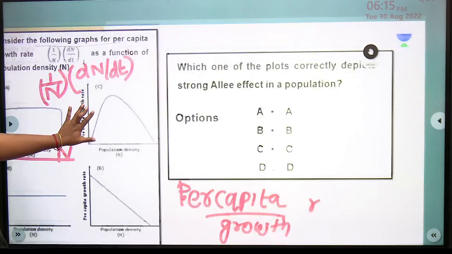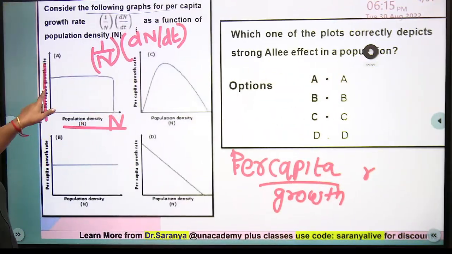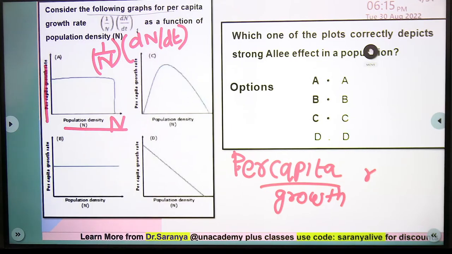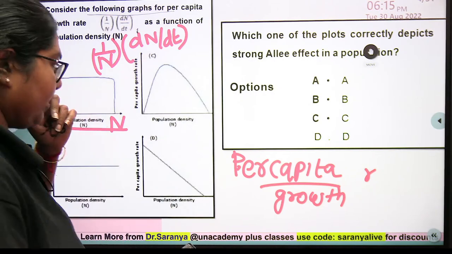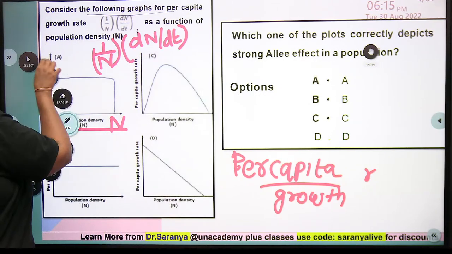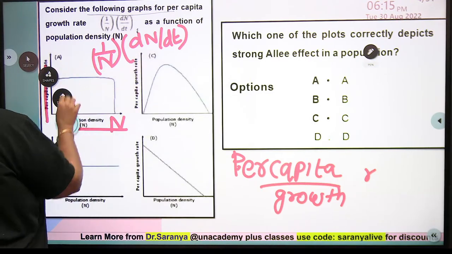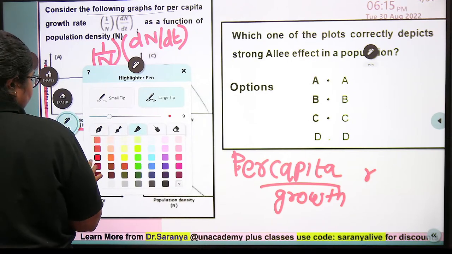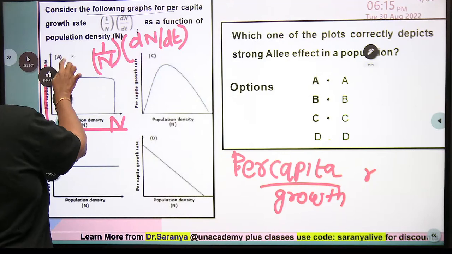Now you can see that there are four graphs: graph A, graph B, and so on. See, they have changed the order, so you should be very careful. They have not put in a perfect order. Usually, whenever we take the options, we have a preference, like A.